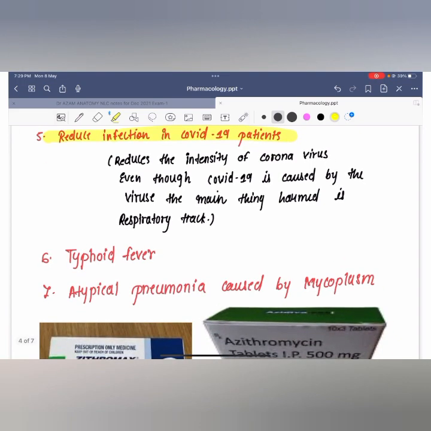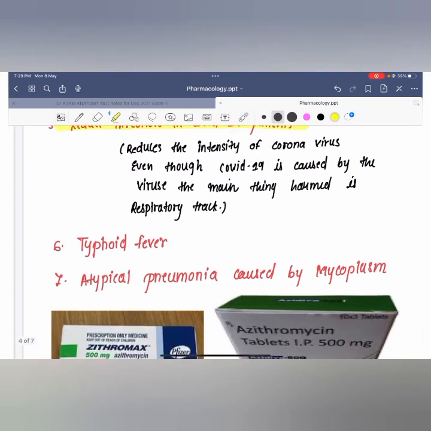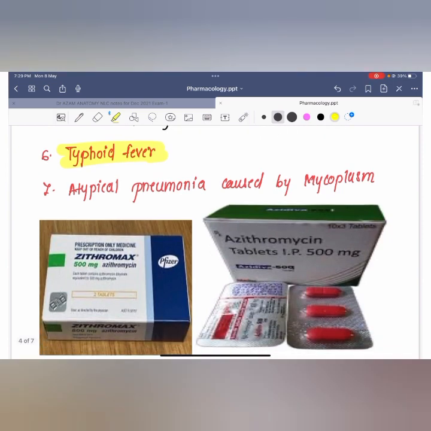Even though COVID-19 is caused by a virus, the main thing harmed in COVID-19 patients is the respiratory tract. So, in the case of COVID-19, we give erythromycin to the patient to reduce the infection and its intensity in the respiratory tract. Further, it is used for typhoid fever, and lastly, atypical pneumonia caused by Mycoplasma.